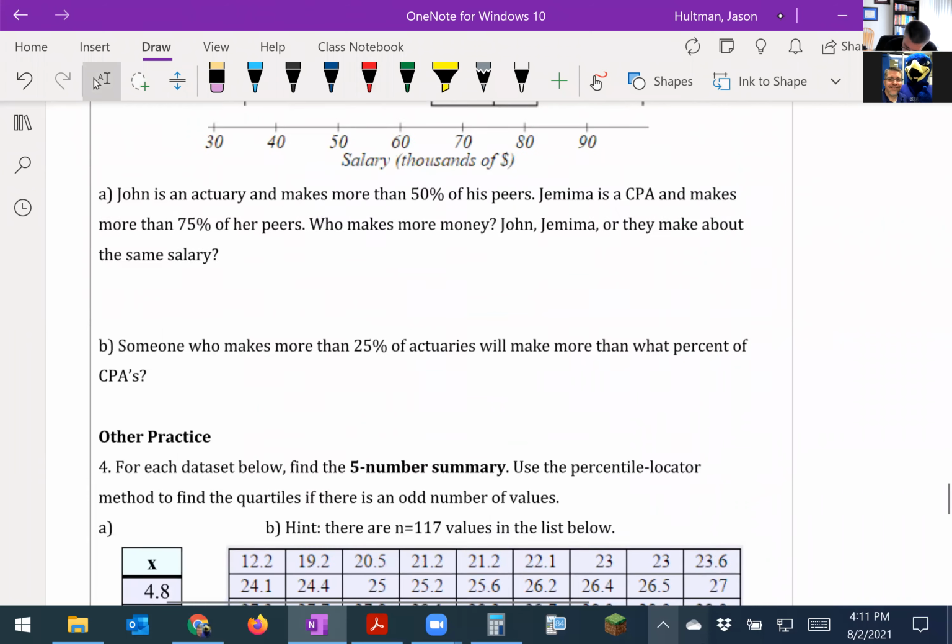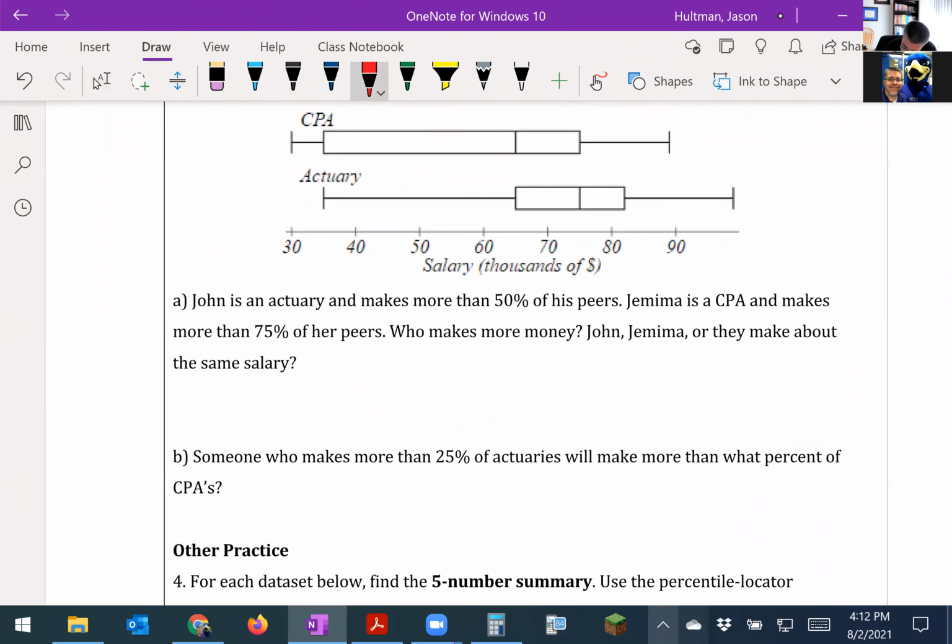John is an actuary and makes more than 50% of his peers. So his other actuaries. Where's the 50th percentile for actuaries? It's right here. So John is making, I don't know, 75 grand a year. Jemima is a CPA and makes more than 75% of her peers. Oh, so they're making the same amount of money. She earns the 75th percentile. Who makes more money? John, Jemima, or do they make about the same salary?